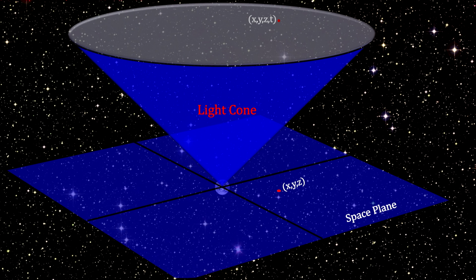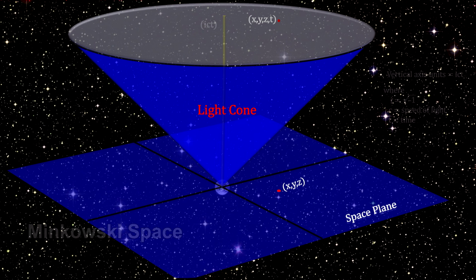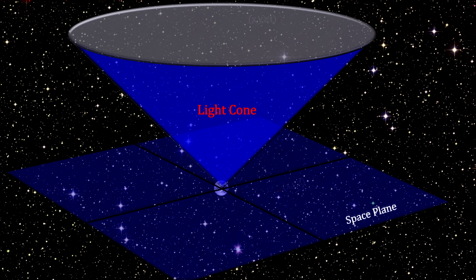A point on this graph represents an event with 4 coordinates: x, y, and z for space, and t for time. A mathematician named Hermann Minkowski developed the geometry for Einstein's space-time, so you may sometimes hear space-time referred to as Minkowski space. The four-dimensional length of a line in Minkowski space is referred to as proper time, or proper distance.